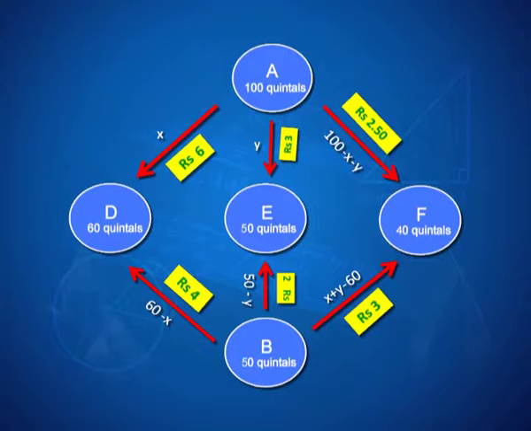So, we are given that 1 quintal from point A to point D costs us rupees 6 in terms of transportation, and for 1 quintal to be transported from A to E it costs 3 rupees, from A to F it costs you 2 rupees 50 paisa, from B to D 4 rupees per quintal, B to E 2 rupees per quintal, B to F it costs rupees 3 per quintal. So, your entire statement that was given to you has been translated and represented in this diagram.